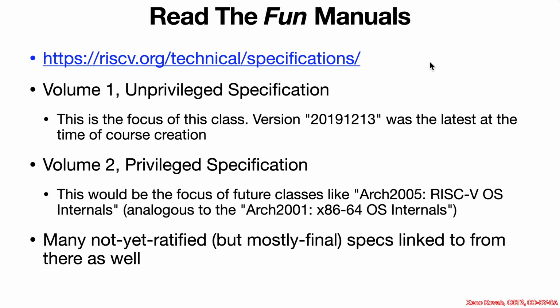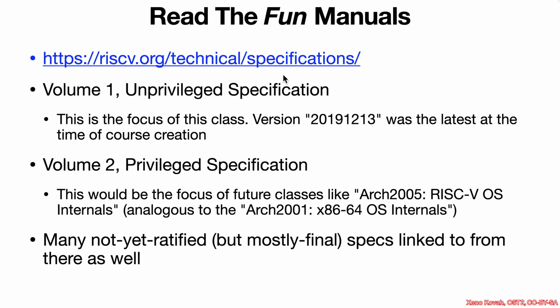All right, reading the fun manuals, where do you get them, first of all? Well, of course, they were included in your class materials, but going forward, because things can change and because this class was built on the 2019 version of the manual, which I would hope and expect will be updated soon, you're going to want to consult this URL in the future to find the unprivileged specification and the privileged specification. Unprivileged is what this class is all about, and privileged is what a future class like Architecture 2005 would be about, in the same way that Architecture 2001 is about OS internals for x86. 2005 will be about OS internals for RISC-V.